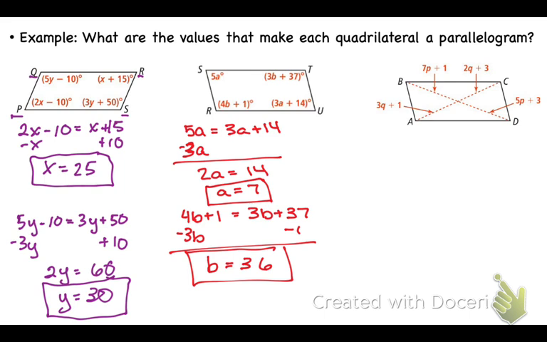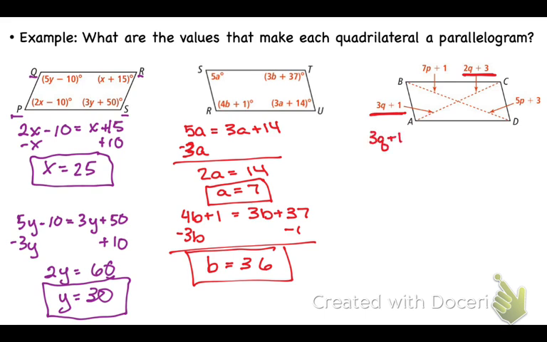Lyndon, did you get 7 and 36? Yes. Okay. So what's different on the next one, guys? No, we're not talking angles. What do I know about 3q plus 1 and 2q plus 3? Guys, what did the diagonals do? Equal. They bisect each other, so they're equal, yes, Brian. So we're going to do the same thing.